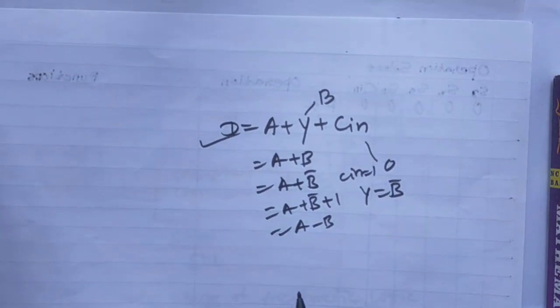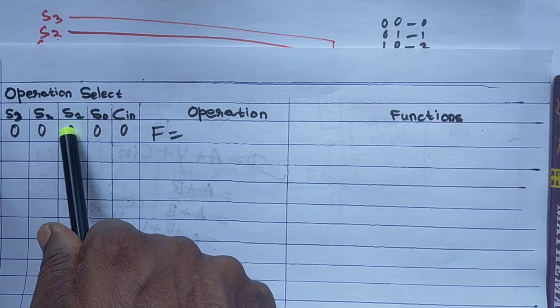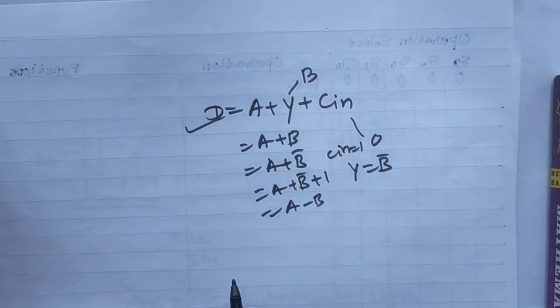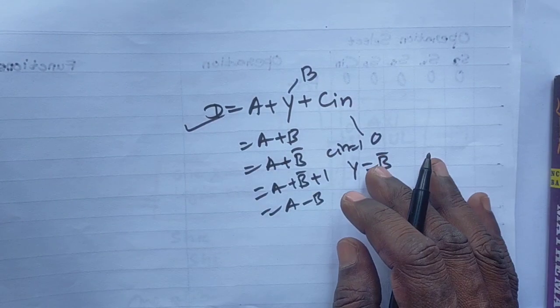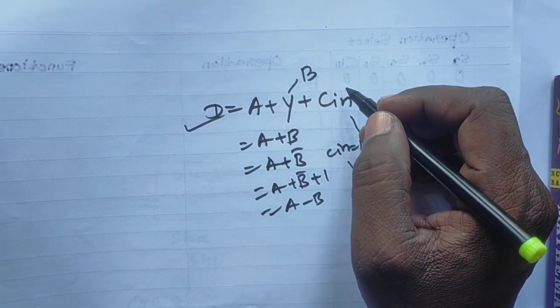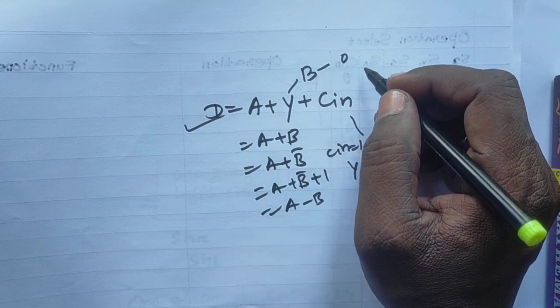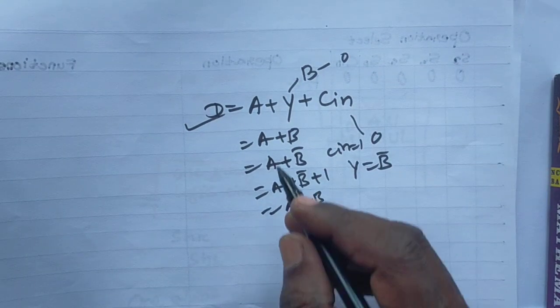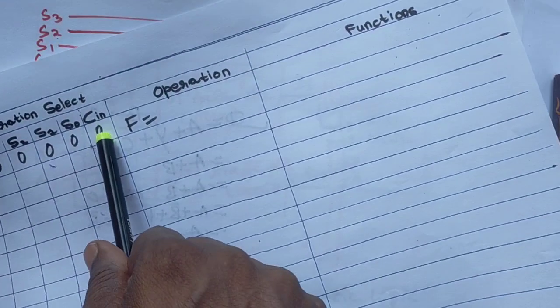I will tell you one simple example. If S0 is 0 and S1 is 0, both are 0, then the B value is not considered. One concept is there: the B value is not considered in this logic. Then B value not considered means B is 0. In that case what you will get is A plus 0, and another is Cn, you see Cn is 0.